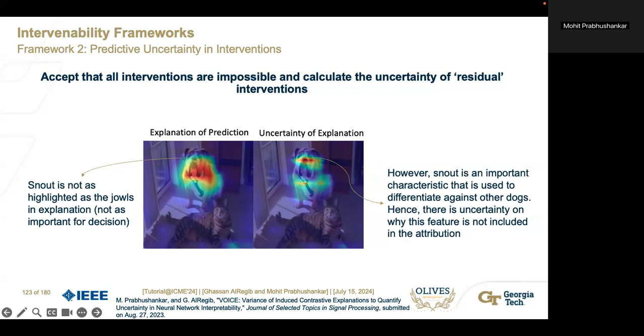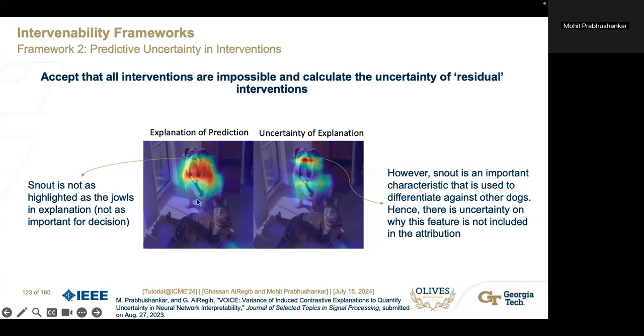So in this case, you have this as the explanation from GradCam. What you notice is that the snout is not as highlighted as, let's say, the jowls here. So in fact, in your uncertainty, you need to say that the snout is where you're uncertain about and need to construct the mask on the right hand side. It's not just sufficient to give this kind of an explanation.